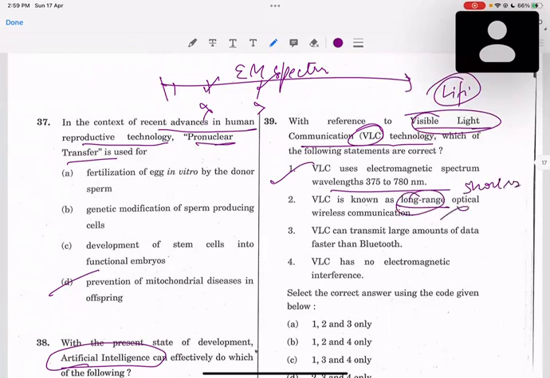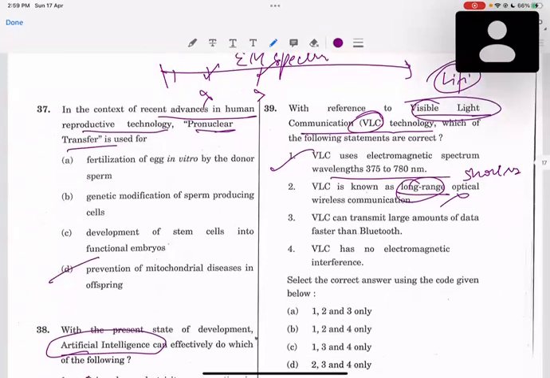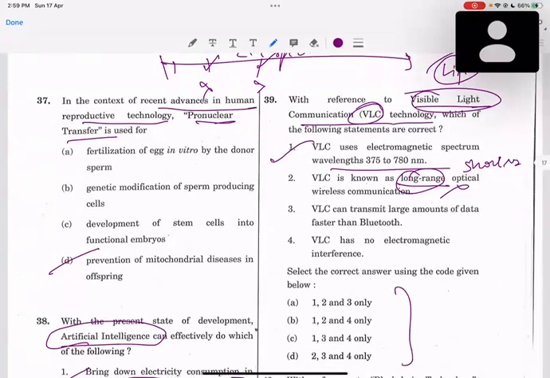So 2 is wrong. Okay, so 2 is wrong. If you look at option 2, this is wrong. So definitely the answer is C. Through elimination also we are able to attain it.